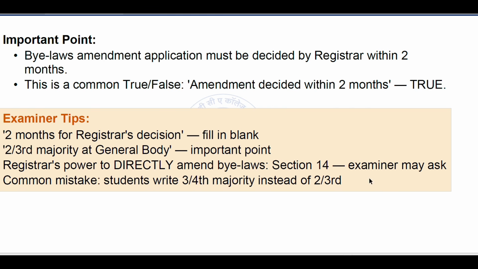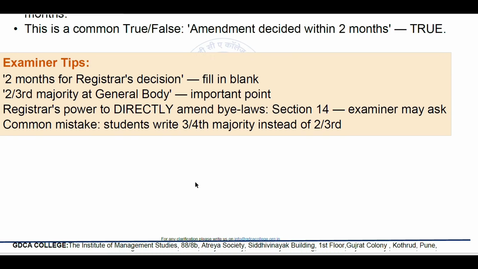Section 14. Examiner may ask. So you should avoid saying that students write three-fourths majority or two-fourths instead of two-thirds. It is always two-thirds, not three-fourths, not other values, and not one-third either. So it is always two-thirds. Make sure that you know this. Two-thirds is very important, so other values are not considerable.